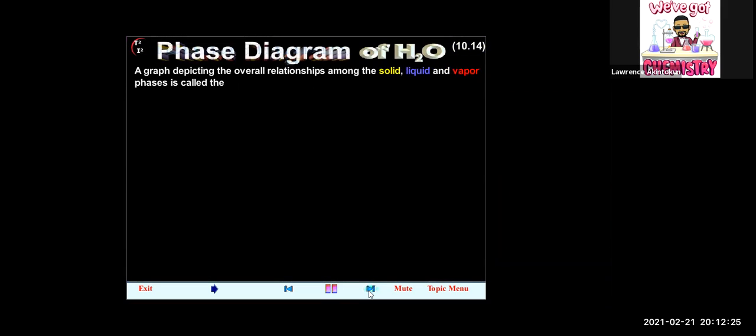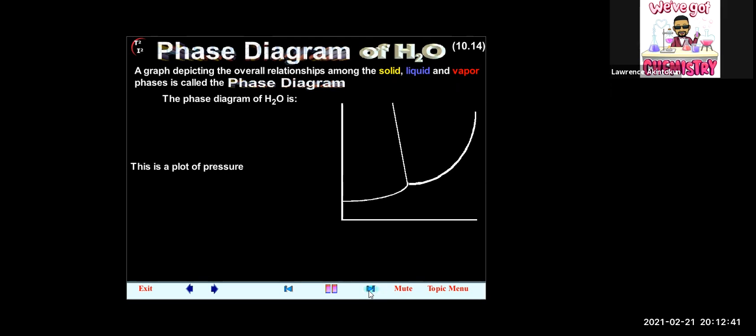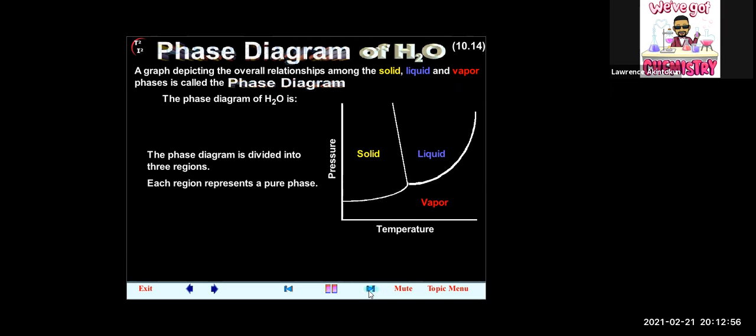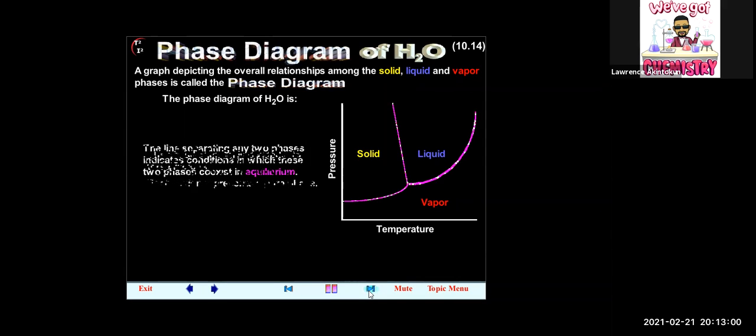A graph depicting the overall relationships among the solid, liquid, and vapor phases is called the phase diagram. The phase diagram of H2O is a plot of pressure versus temperature. The phase diagram is divided into 3 regions: solid, liquid, vapor. Each region represents a pure phase. The line separating any 2 phases indicates conditions in which these 2 phases coexist in equilibrium.